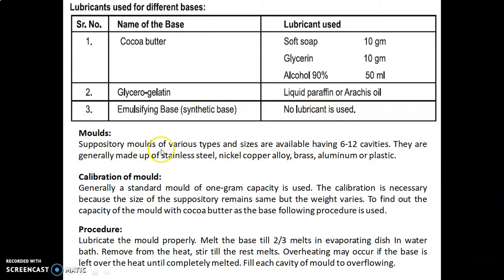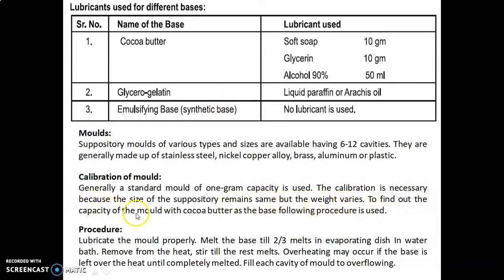Molds: suppository molds of various types and sizes are available, having 6 to 12 cavities. They are generally made up of stainless steel, nickel, copper alloy, brass, aluminium or plastic. Calibration of mold: generally a standard mold of 1 gram capacity is used. The calibration is necessary because the size of the suppository remains the same but the weight varies.